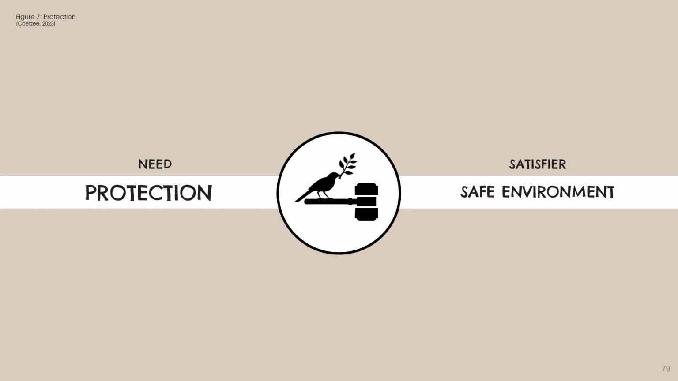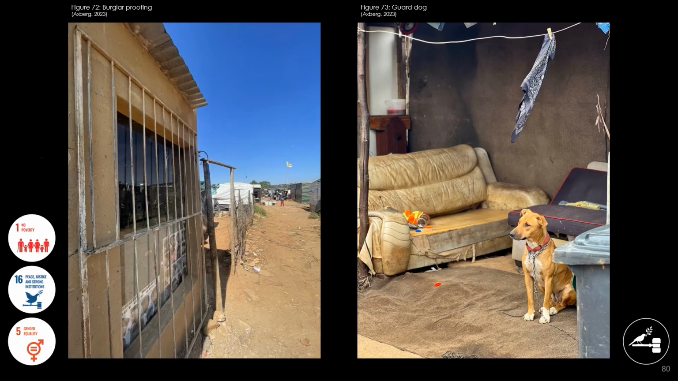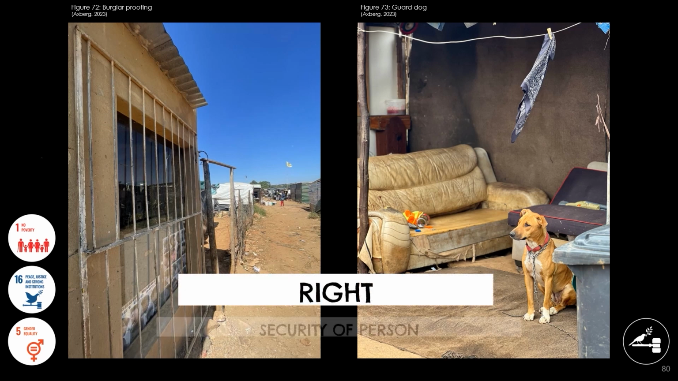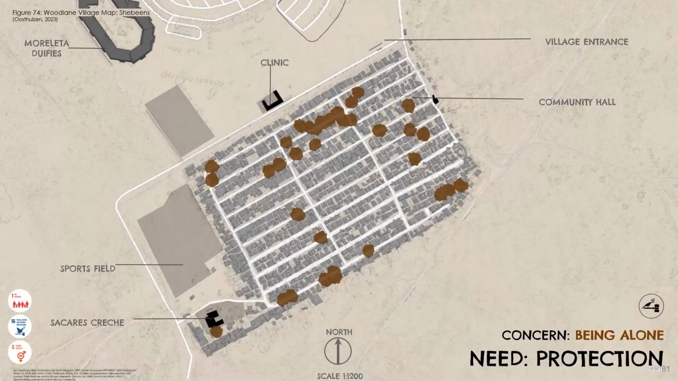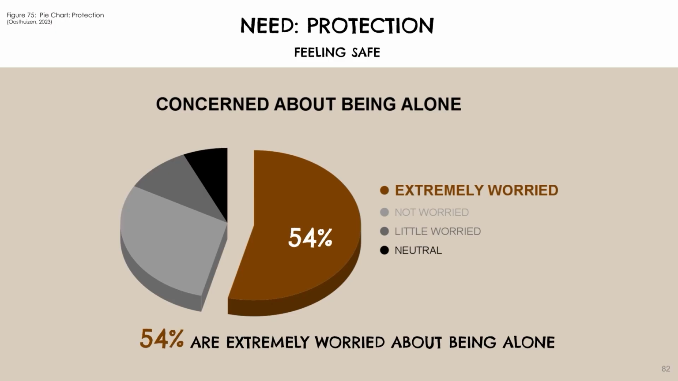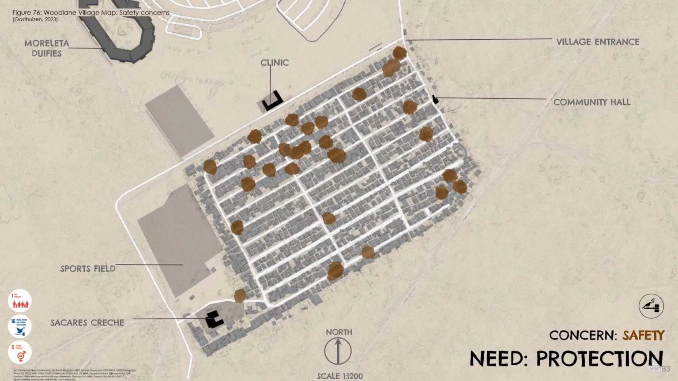The need for protection is evaluated through the lens of a safe environment. Every individual has the right to liberty and security of person, and this entails being free from all forms of violence from either public or private sources. The map indicates individuals who had concerns about being alone. The survey showed more than half of the respondents indicated that they feel extremely worried about being alone in their own community. This map indicates individuals feeling unsafe.